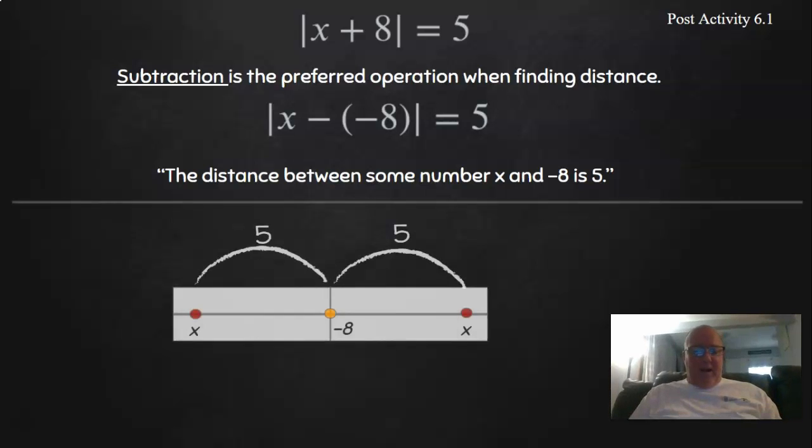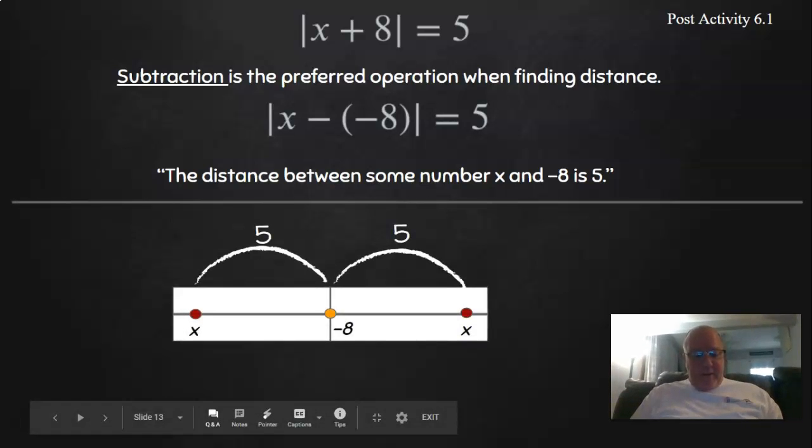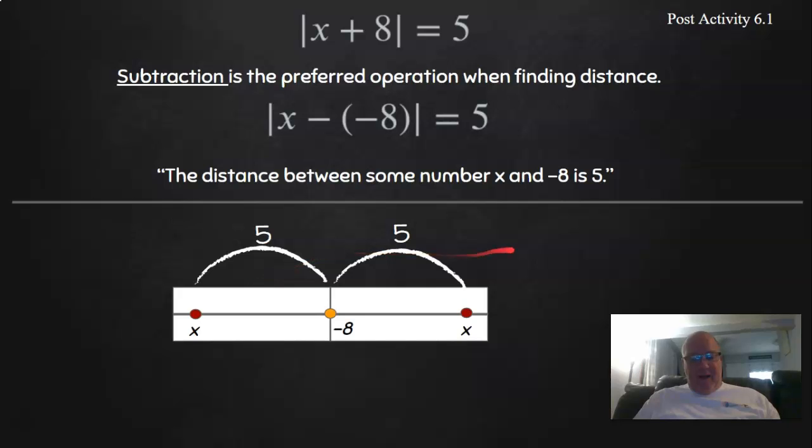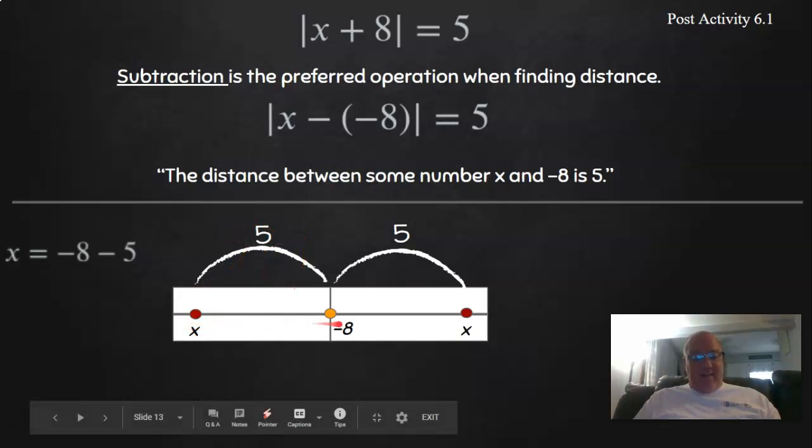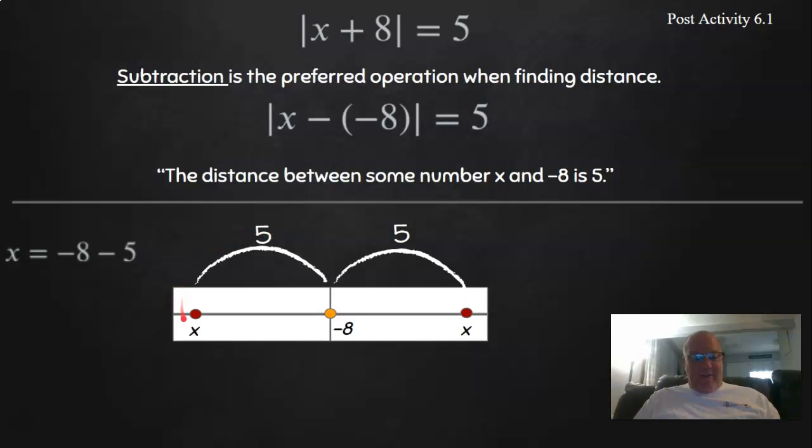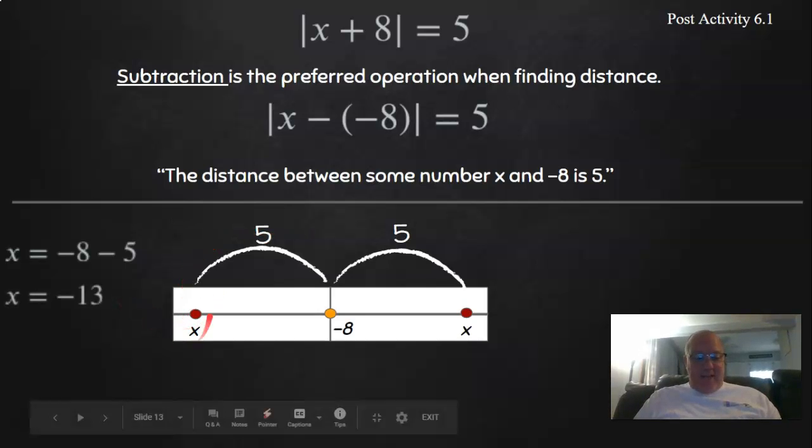And so when we draw this out, here we have negative 8, right? And we know the distance between negative 8 and some number x, that distance is going to be equivalent to 5. So what does this look like then when we go to solve for x? Well, in this case on the left, we have that x, this point, is going to be negative 8 minus 5 units. And so negative 8 minus 5 gives me negative 13. That's going to be this value right here, negative 13.